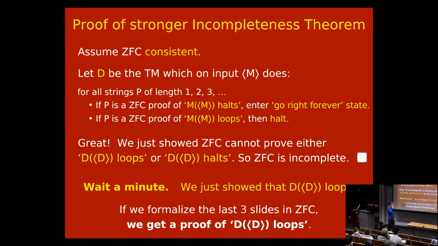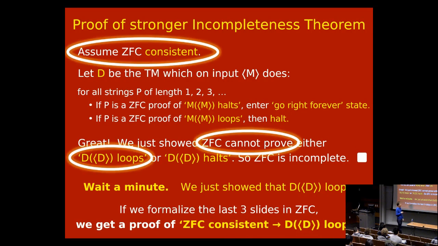And the problem is with this last statement. If we formalize these last 3 slides, we didn't actually show that D of D loops, because, you see, we forgot about this line here. What we really get is that if you assume Z of C is consistent, then D of D loops. If you assume Z of C is consistent, then we really deduced that Z of C can't prove D of D loops and it can't prove D of D halts. So therefore, this program will run forever.